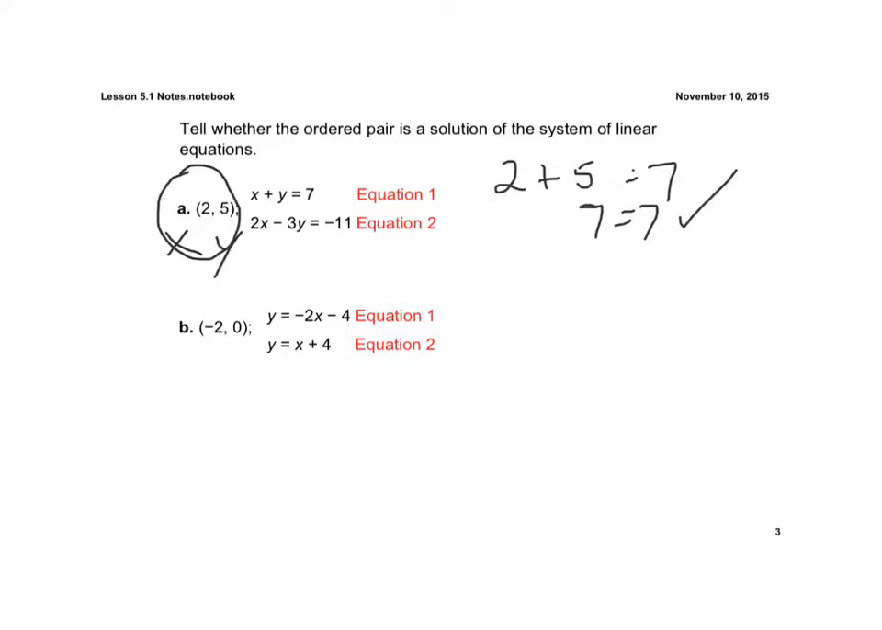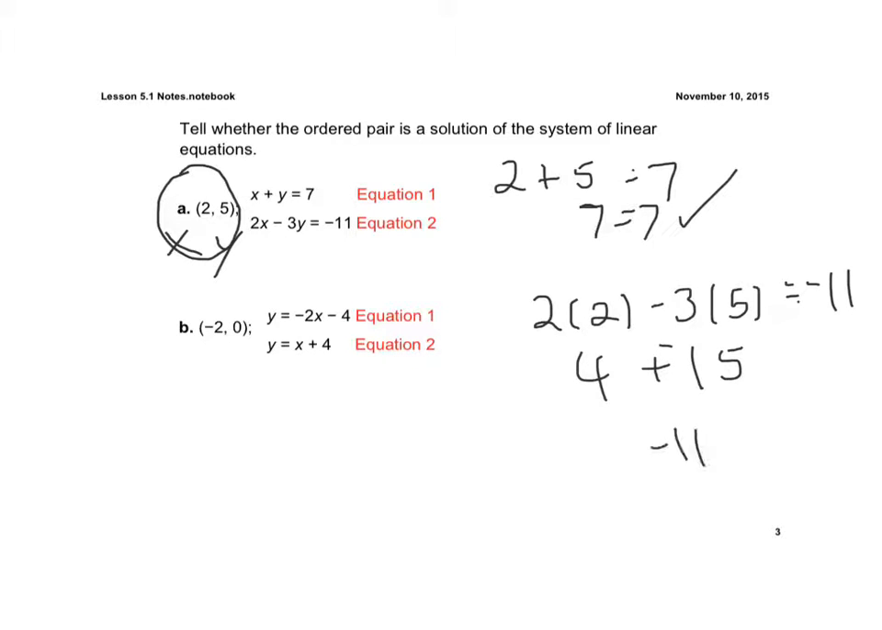So now we'll plug into the second equation. 2 times 2 minus 3 times 5 is equal to a negative 11. So now, 2 times 2 is 4, minus 15. 4 minus 15 is a negative 11, equals a negative 11. Since both equations are true when we substitute in that ordered pair, then this ordered pair of 2, 5 is a solution.